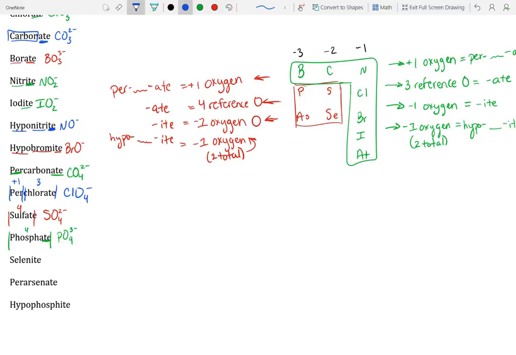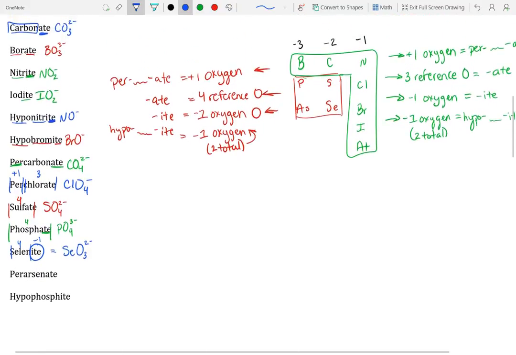Okay, so selenate. Where's selenate? It's right here, inside the box. And remember, the box has 4 reference oxygens. So let's just label selen as having 4 reference oxygens. Now, what does this ite tell us? The ite tells us to remove 1, so this is going to mean that we have SeO3. Where's selenium? It's inside the -2 column, so SeO3 2 minus, right?